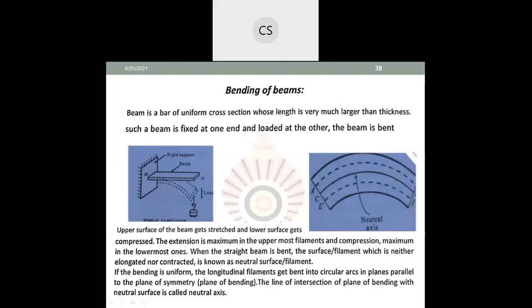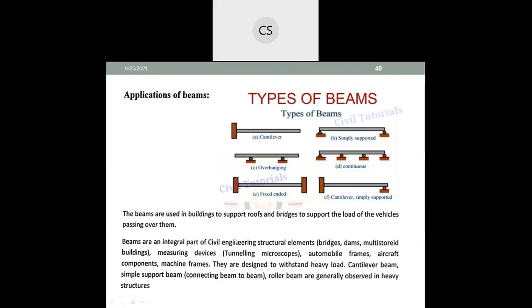Is it clear? No reply? Okay, okay. All right. All right. So let us move forward. So what are the applications of beam? To understand the application of beam, you should understand what are the different types of beam.